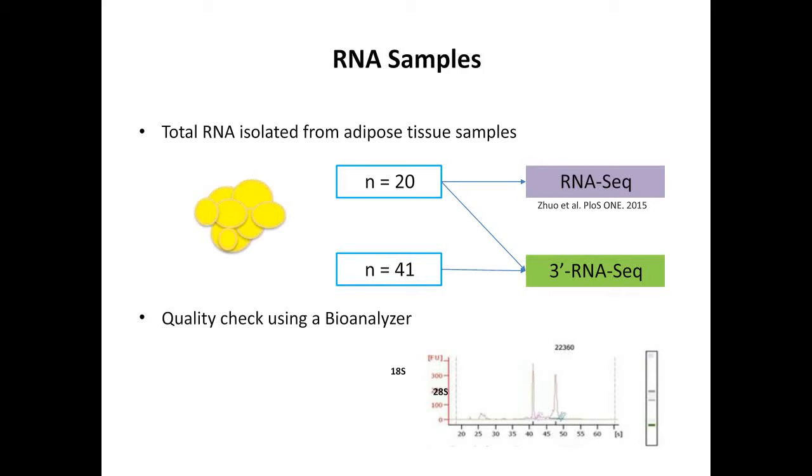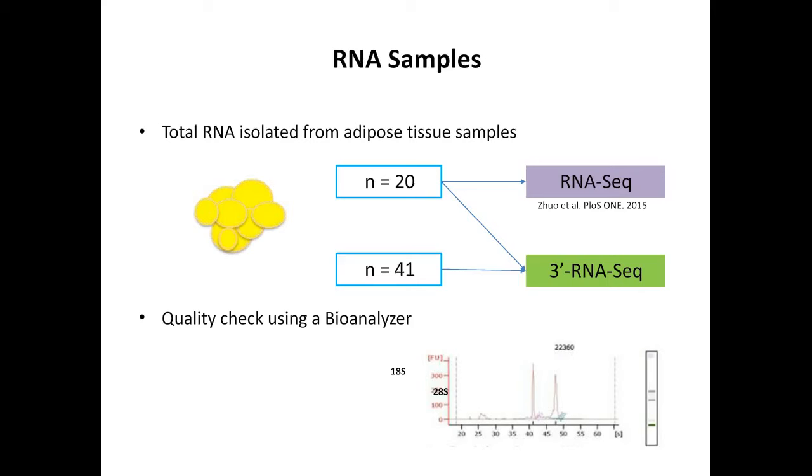We basically took the adipose tissue from chickens. We isolated RNA samples, and then we had overall 61 samples. 20 samples were used for both RNA-seq and 3' RNA-seq, but 41 samples we used only for 3' RNA sequencing. So after sequencing, we have 20 samples which have both RNA-seq and 3' RNA-seq.